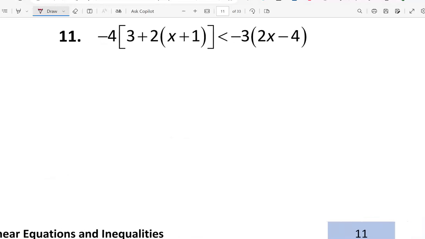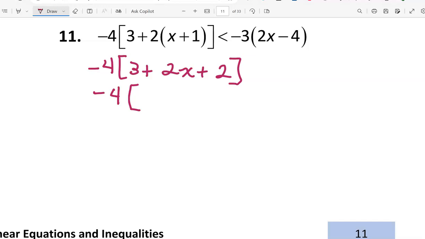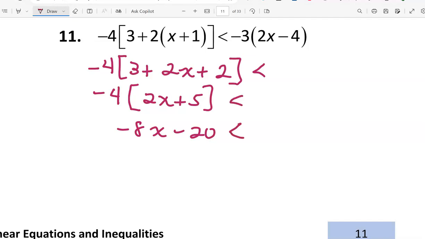In number 11, I would suggest starting with the inner parentheses first. So -4 times 3 plus 2x plus 2, using the distributive property of multiplication over addition. Let's simplify that. That's 4 times 2x plus 5. And let's keep going. That's -8x minus 20, distributing the multiplication by -4. Now we can work on the other side of the inequality. Distributing multiplication by -3, we get -6x plus 12.